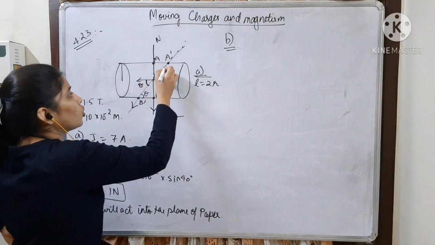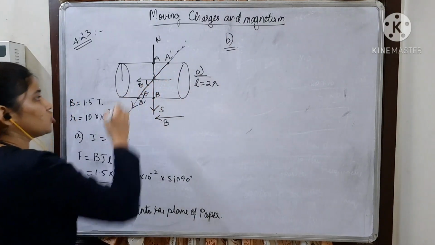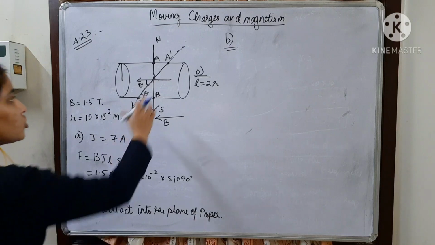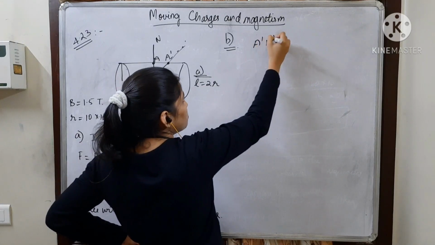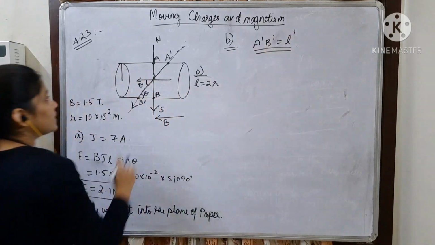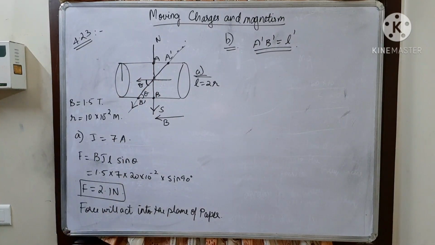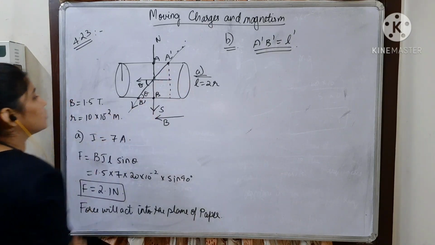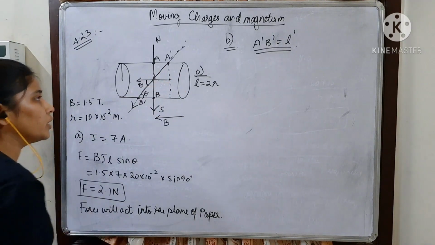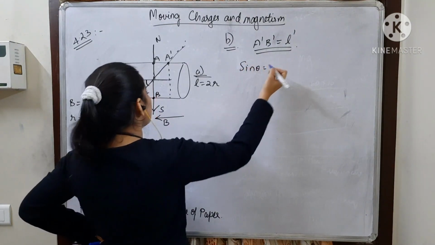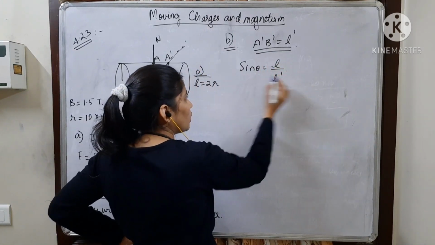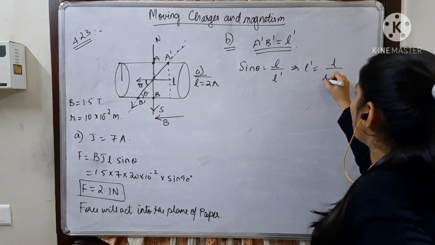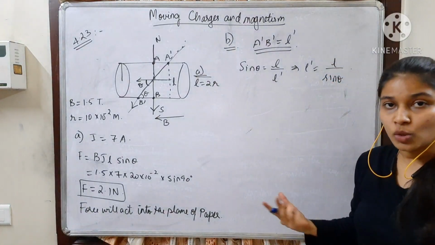Now, the length of the wire that is exposed in the magnetic field is changed. What will be this new length? The new length is A dash B dash, which is equal to L dash, and AB is equal to L. If we consider this whole triangle, this is L and this is theta, and L dash is the hypotenuse. If we take sine theta, we get opposite by hypotenuse, which is L by L dash. So L dash is equal to L by sine theta.